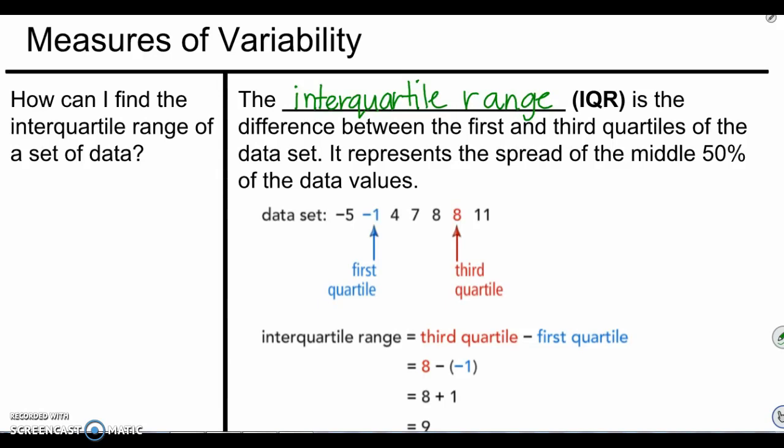So our third quartile is 8, our first quartile is -1. We're going to add the opposite sign because we are subtracting integers. So 8 minus -1 becomes 8 plus 1, which is 9. So our interquartile range, or IQR, for this set of data would be 9.